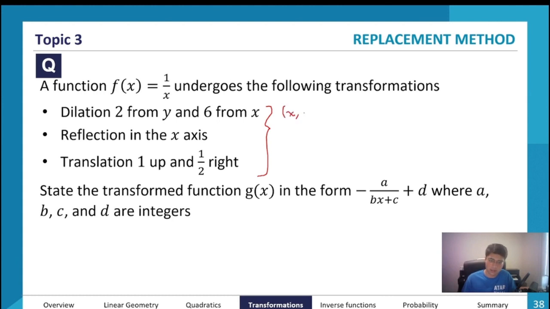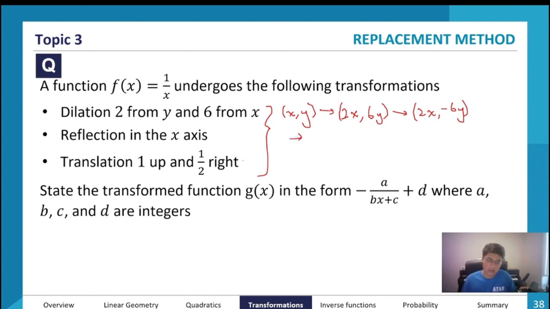So, we start off with x, comma, y. We're dilating by a factor of 2 from the y-axis and a factor of 6 from the x-axis. So that would look like, well, y-axis, we're affecting the x values, so we get 2x. And then x-axis, we're dilating by a factor of 6, so that would be 6y. So remember, you dilate in one axis, you affect the values of the other axis. Then moving on, we reflect in the x-axis, so that affects the y values. So we get 2x, and then we put a minus sign, 6y. That's just inverting all of the y values so that we reflect it in the x-axis.